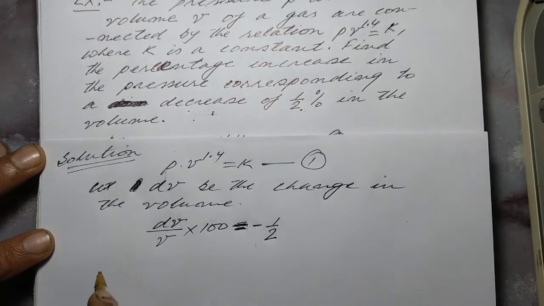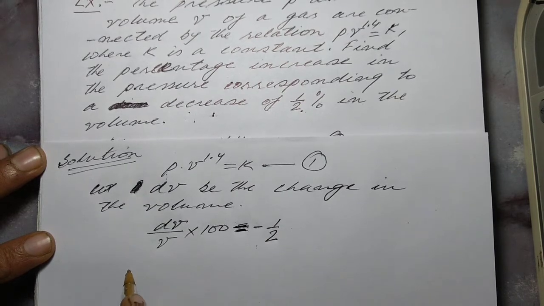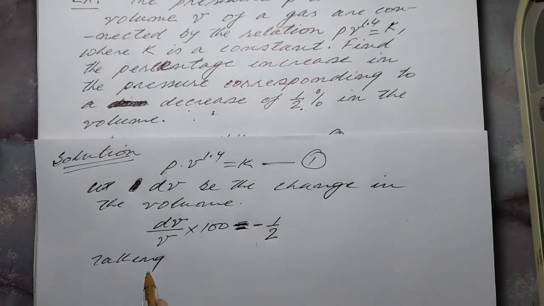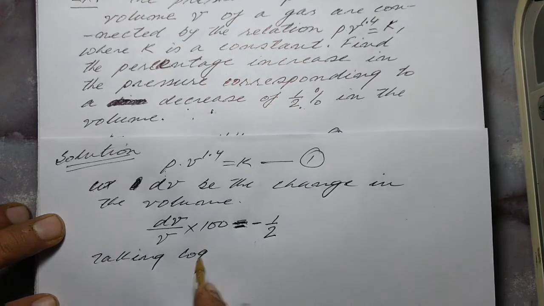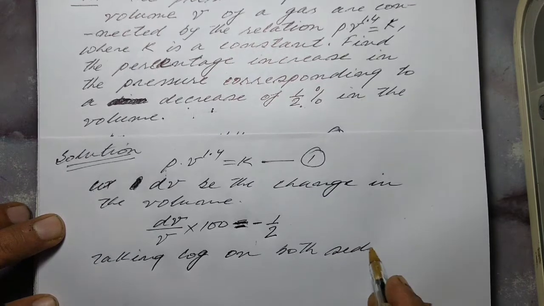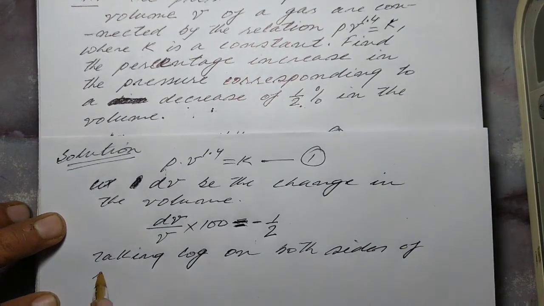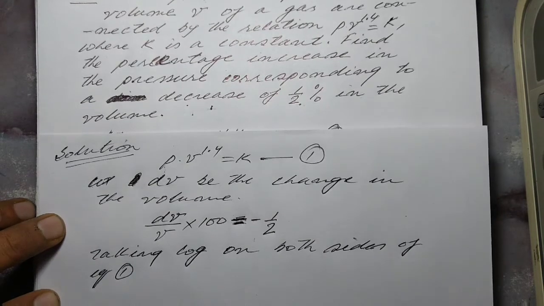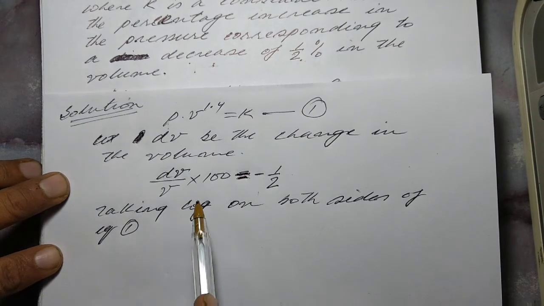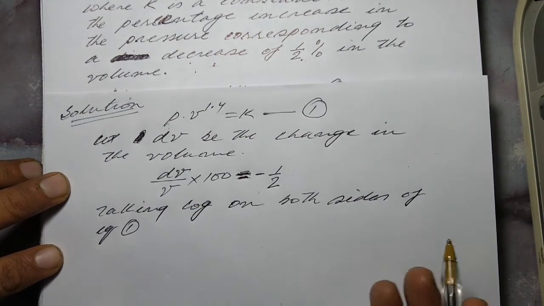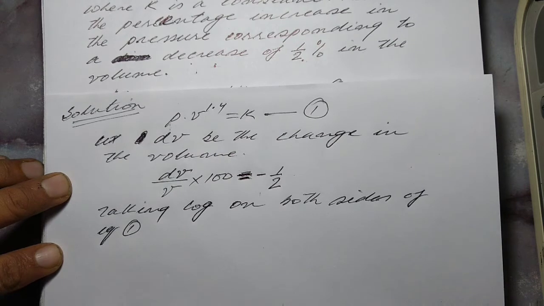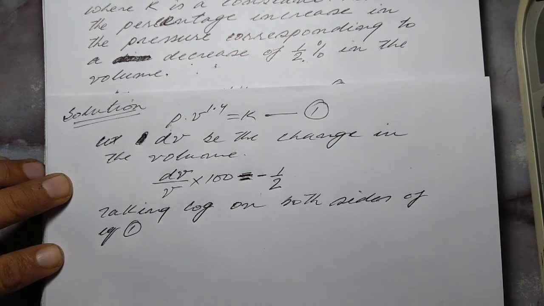So now, taking log on both sides of equation 1. This is very important to remember: if we need to find out percent change, whether it is a percent increase or percent decrease in any physical quantity, we must take log on both sides of that relation.